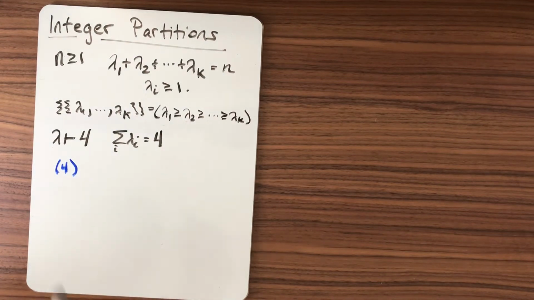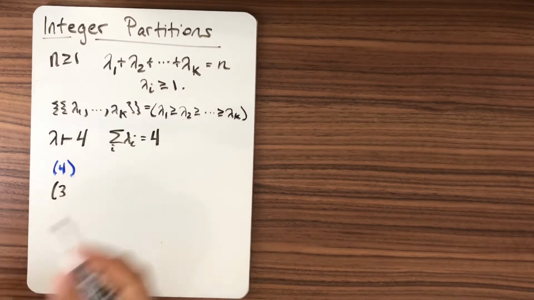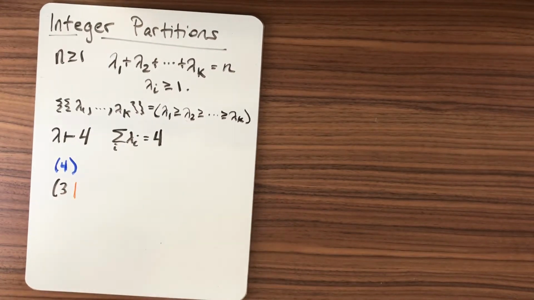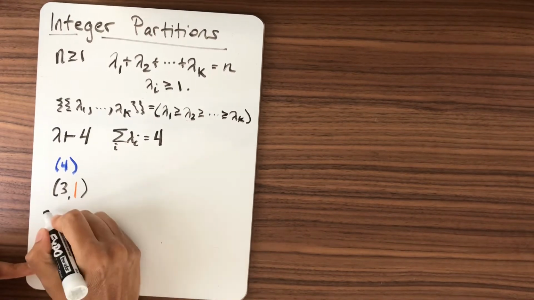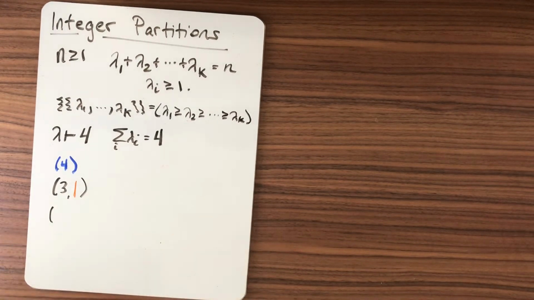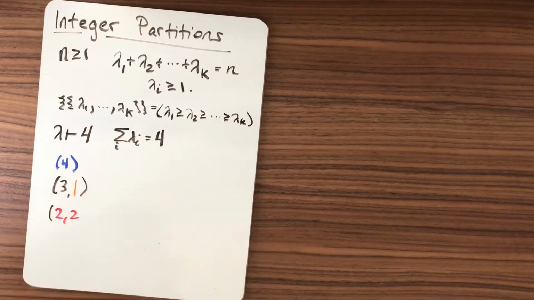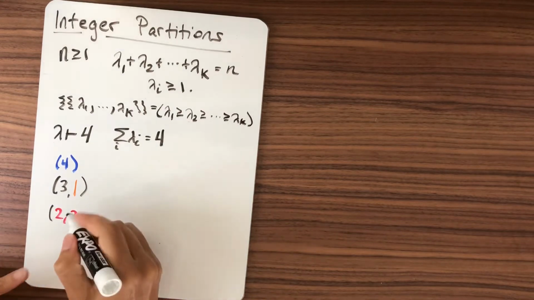Well, if we don't start with a 4, we could start with a 3. And then we could have a 1. That's certainly a reasonable way to do it. And those add up to 4. Okay, what else could we do? Well, we could start with the number 2. And then we could have another 2. So 2 plus 2 is 4. How else could we do it?